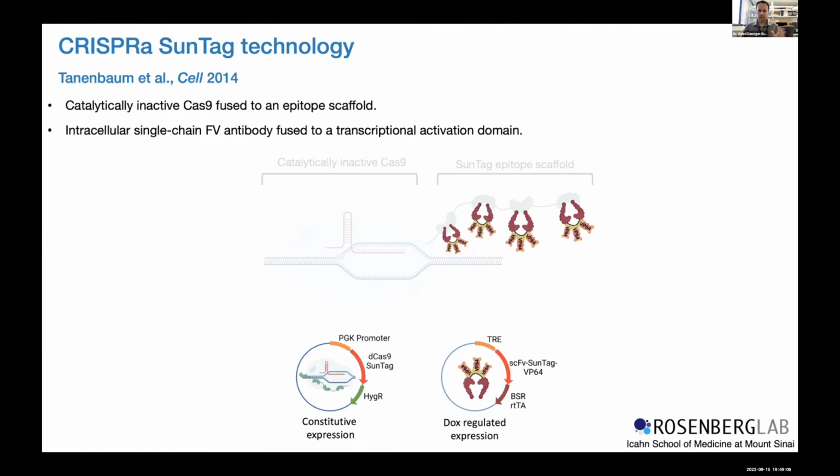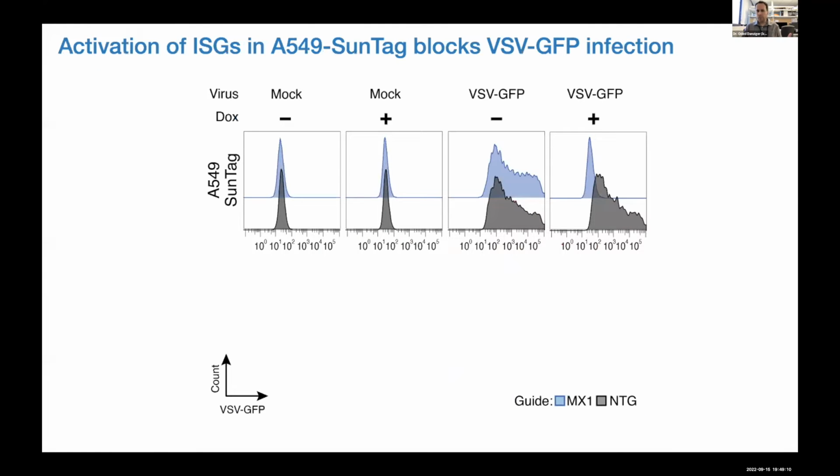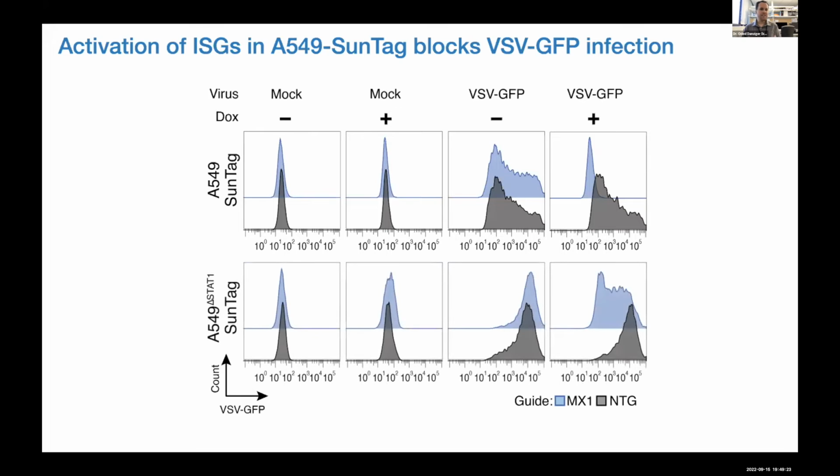So to make a very long story short, I will show you how this system works. We deployed that system in A549 cells because we wanted to have something which has a physiological relevance to respiratory virus infection. But we did more than that. We also deployed that system in A549 cells that are knockout for their STAT1 protein expression. The latter cell line is an isogenic cell line that can secrete interferon but not respond to interferon.